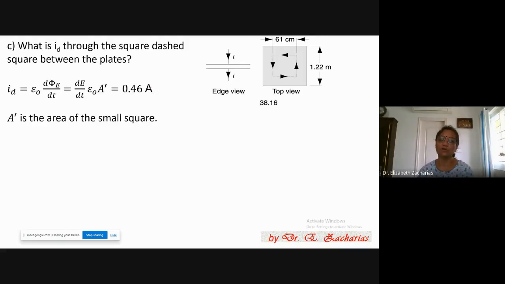The next part of the problem is, what is the displacement current in the square dashed region between the plates? That is, you have a square here. What is the amount of current flowing through this cross section? I_D is equal to epsilon naught d phi_E/dt, and you only take that small area, so dE/dt times A prime times epsilon naught. A prime is this area. dE/dt is the same for the entire region because it's a uniform electric field.